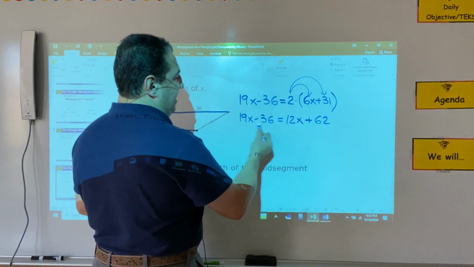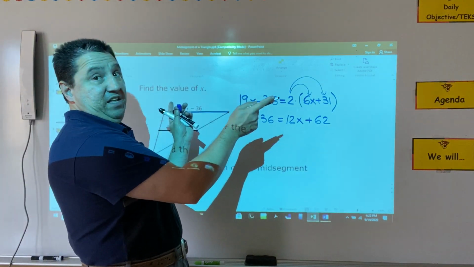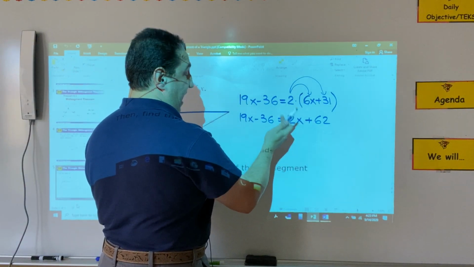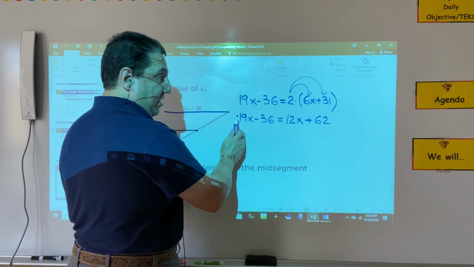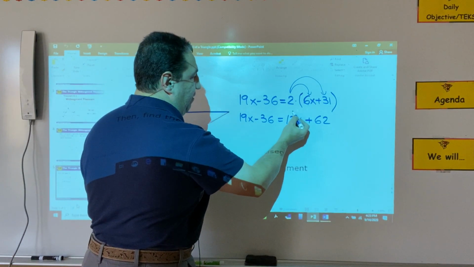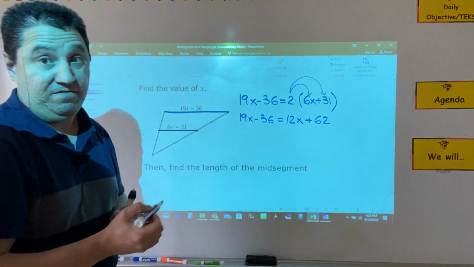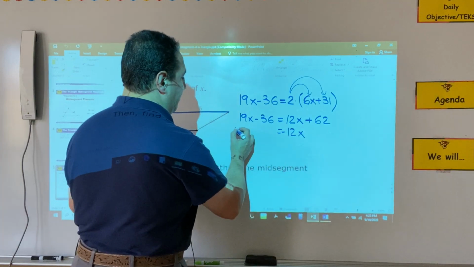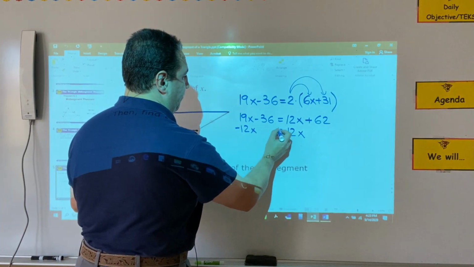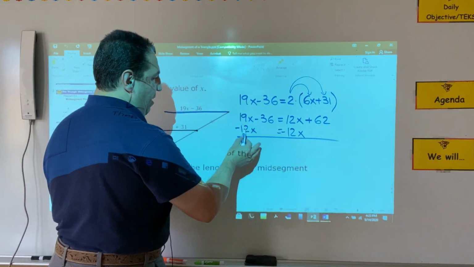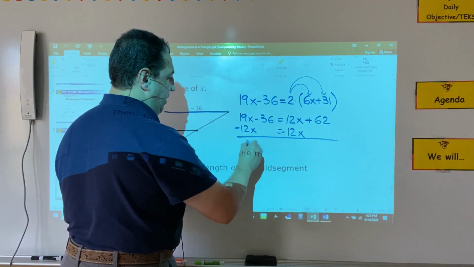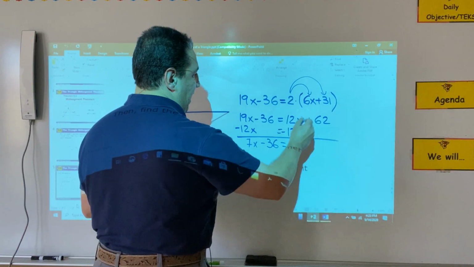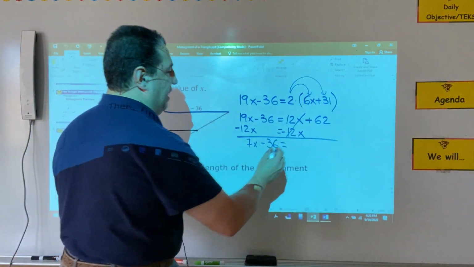Now, 12x and 19x are on opposite sides of the equation. So we combine the x terms on the left side. Why? Because the coefficient of this term is greater than the coefficient of the other term. How? By subtracting 12x on both sides. So we combine 19x minus 12x would be 7x. We bring down 36 equals. These two cancel out and we bring down 62.